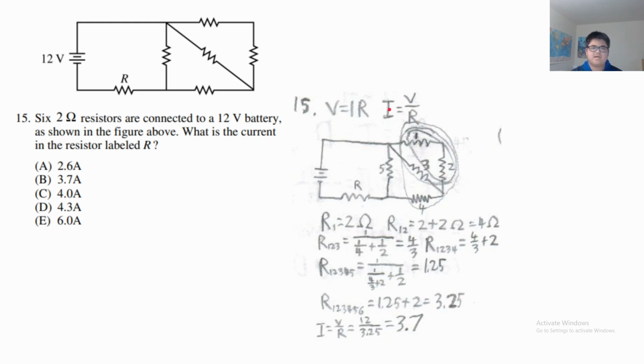Now we know that I equals V over R. It's given to you on the formula sheet. Current is equal to voltage over resistance. You know the voltage is 12 and you know the resistance is 3.25, so the current is 12 over 3.25, which is 3.7, and that's how the answer is B.